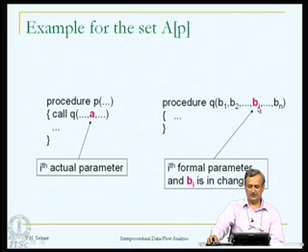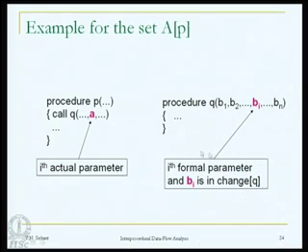Now suppose B i is already in change of Q. If B i is already in change of Q, then A will also be in change of P. The reason is we are calling Q, and B i is definitely going to be changed by this procedure Q. Since B i and A correspond to each other, A will also be changed when we call procedure Q. So, the effect of procedure Q is to change A. So, A goes into the change set of P.